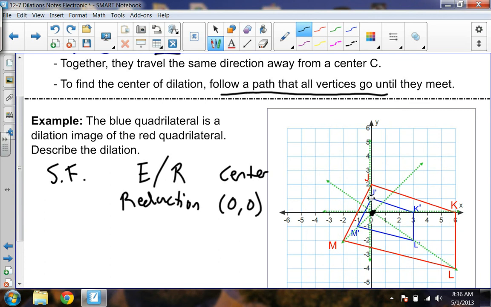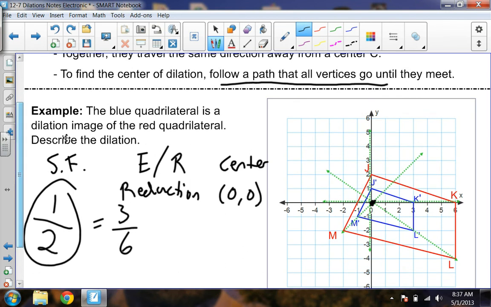From the center to J prime, it's 1 unit away. From center to J, it's 2 units away. So we go from image to pre-image. So we were 1 unit away from J prime and 2 units away from J. That means our scale factor is 1/2. So we reduced everything by 1/2. And you can double check that with maybe one more example here. From center to K prime, it's 3 units. From center to K, it's 6 units. 3/6 is also 1/2. Okay, so that's our scale factor, 1/2. So that's how we describe the dilation: scale factor, enlargement or reduction, and center.